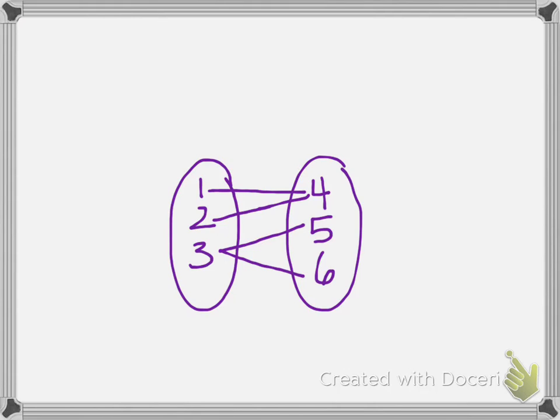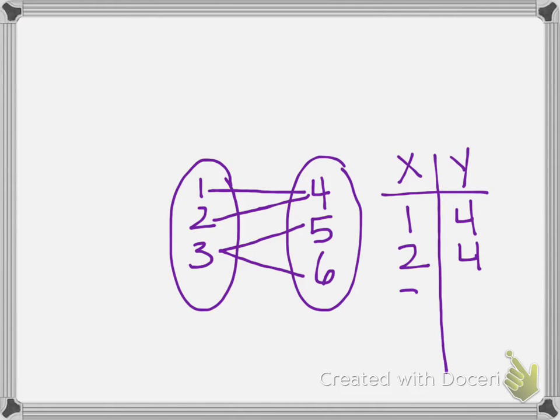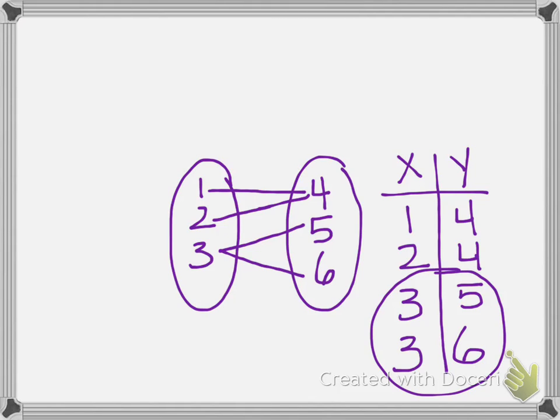Let's write that. In a table, it's always easier, I think, to look at it as a table sometimes. I have the values of a 1 going with a 4. I have a 2 going with a 4. I have a 3 going with a 5. I have a 3 going with a 6. It's here where I have the same value in my domain getting 2 different y values. Same input, but giving me 2 different outputs. That is not a function.